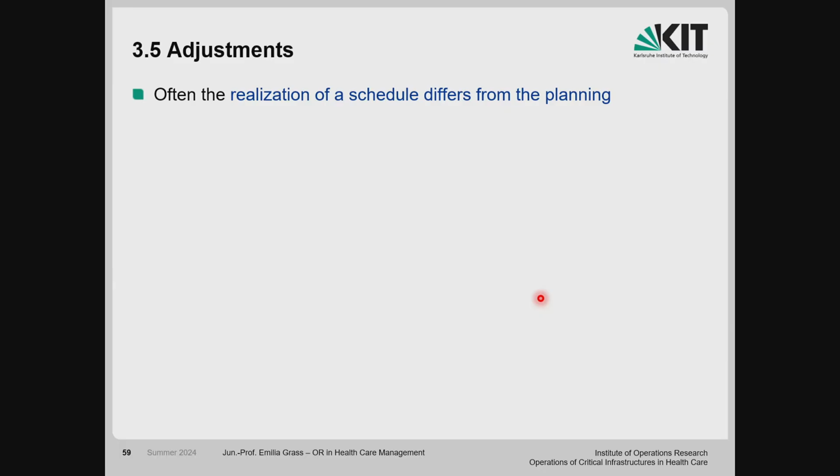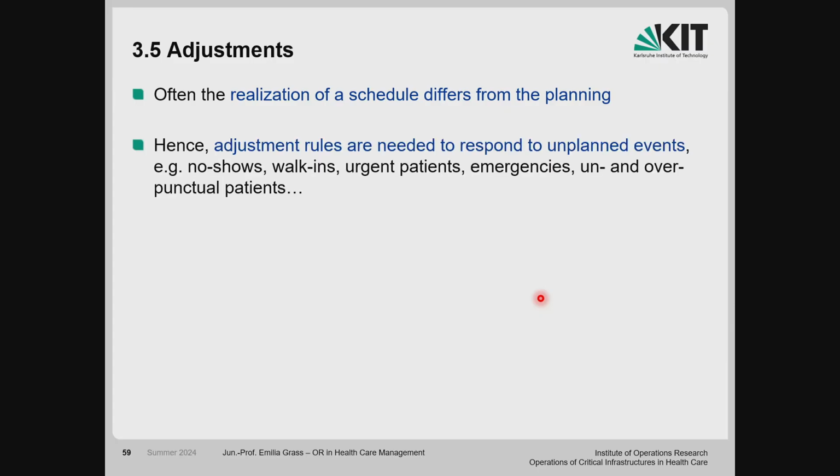Okay, obviously. So if it doesn't work as planned, as is always the case, then you somehow have to adjust your planning. So you need some kind of adjustment rules to deal with no-shows, walk-ins, urgent or emergency patients, and also if you know that you have unpunctual patients.